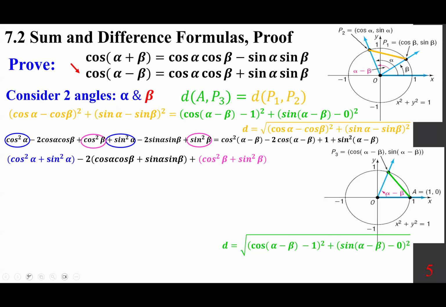So on the left side, we are going to write these two together, and this one and this one. We take a common factor of -2, and we get -2 times cosine alpha cosine beta plus sine alpha sine beta.